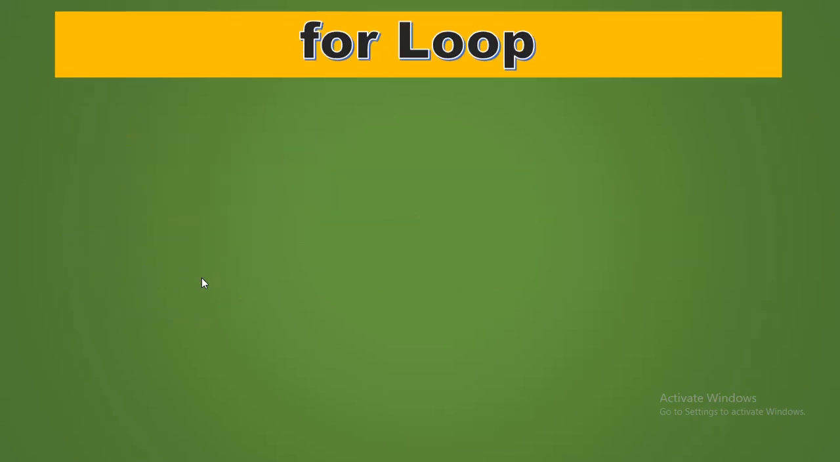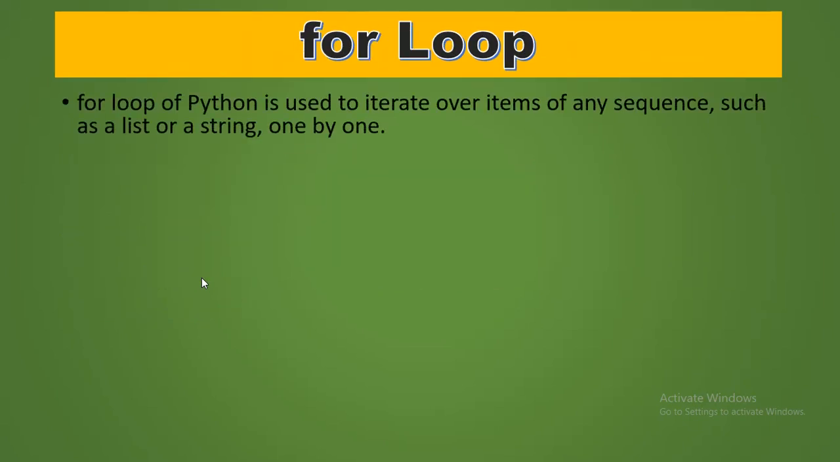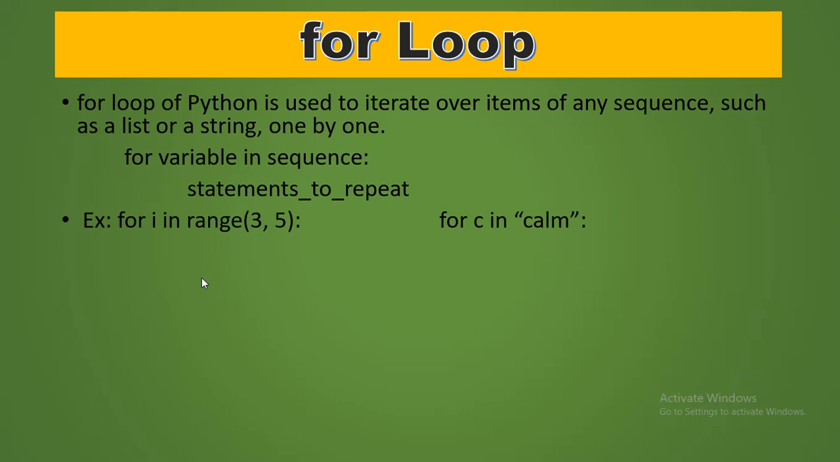Now the next loop is for loop, as we have discussed the range function that will be used in this loop. For loop is used to iterate over the items of any sequence. That sequence can be a list, that sequence can be a string or anything. So for variable in sequence, we have the different set of statements which are to be repeated. Example, for i in range 3, 5, print i. That means it is going to print the values 3 and 4.